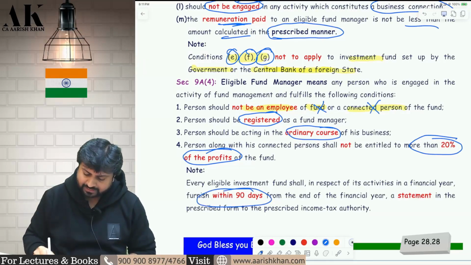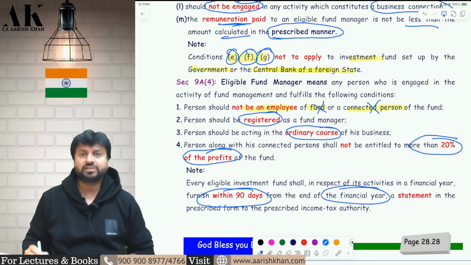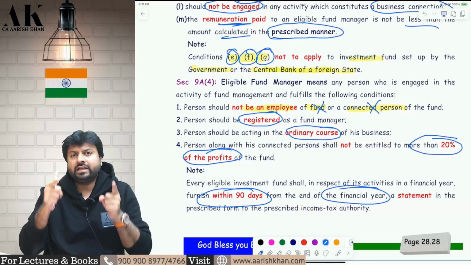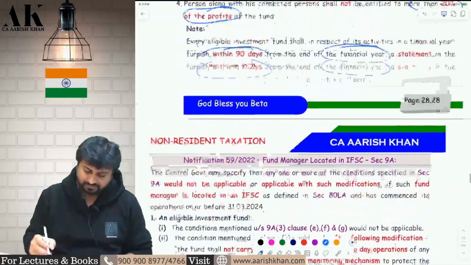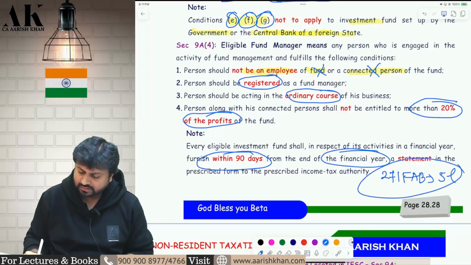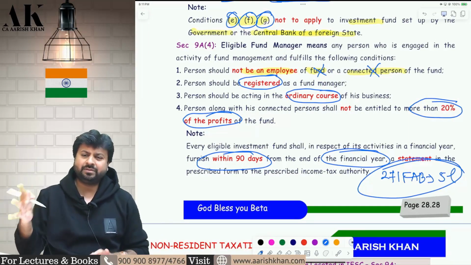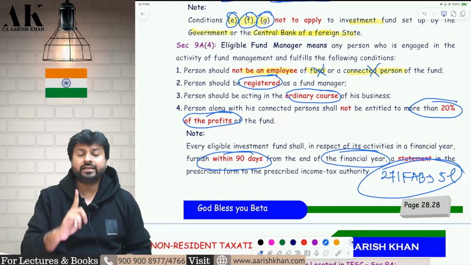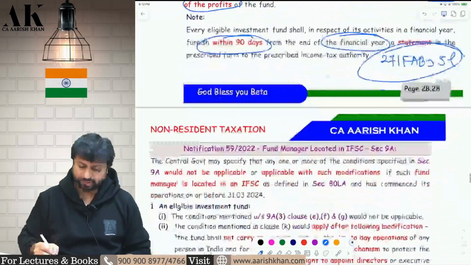If they have to fill a prescribed form within 90 days from the end of the financial year, a statement has to be given that they have fulfilled all the conditions, and if they fail to fulfill, then you can write down over here they will be liable for a penalty under 271FAB of how much? Of 5 lakh rupees. It is given in the chapter on penalty, but here also you can write it down. It is 271FAB, 5 lakh rupees penalty will be imposed on you. Okay, I hope it is clear to all of you.